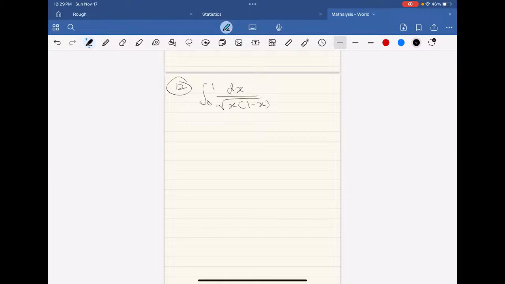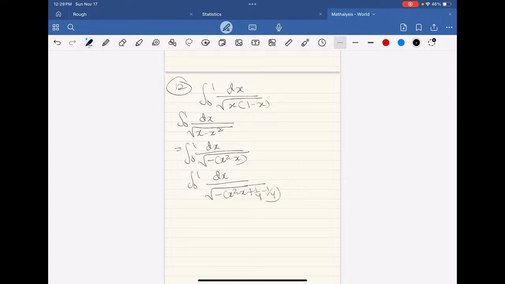How will you solve this problem? I think you can just complete the square in the denominator and that will solve it, right? I don't think there's a lot to do in this problem. So the integral from 0 to 1 of dx by square root of x minus x square, right? Now I can make this dx by square root of negative x square minus x, right? Now I can introduce the terms that make it square root of negative of x square minus x plus 1 by 4 minus 1 by 4, right?